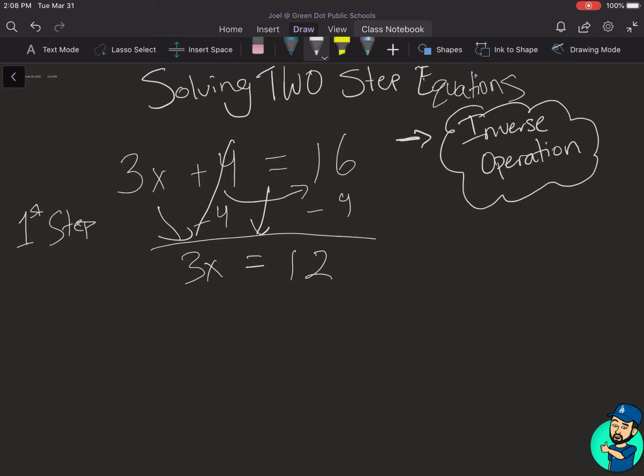Now in this problem, between the 3 and the x, there's an invisible multiplication sign. It's invisible. You got to get rid of that 3 to leave x by itself. You need to apply the inverse operation. So you need to divide both sides by 3.